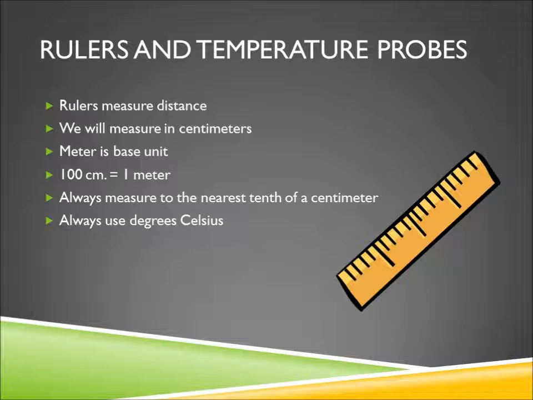Always use degrees Celsius, so never use degrees Fahrenheit, because we're learning in 7th grade science the metric system, not the American system. So, Fahrenheit is the American way of doing things. The metric system uses Celsius.